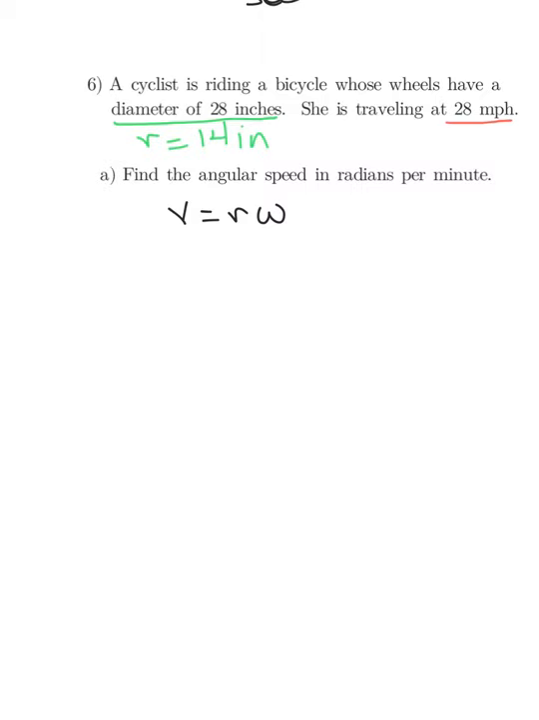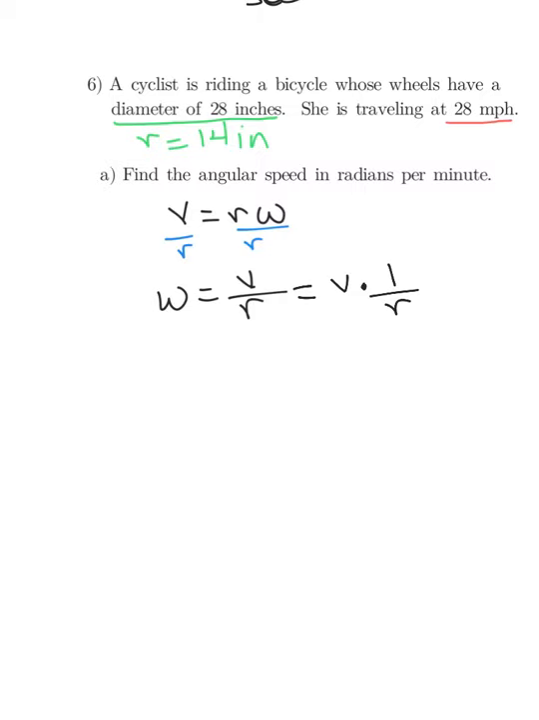If we want to find angular speed, we need to take this formula and divide both sides by R so that we have omega equals. So we have omega equals V divided by R. In order to make our problem a little bit easier to deal with, I'm going to use fraction rules and rewrite this as V times 1 over R. That will help us as we move forward and we have to do some conversions.